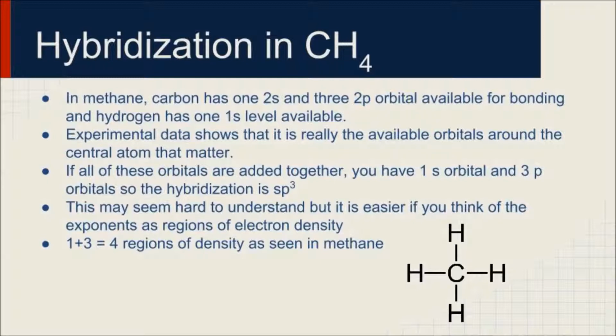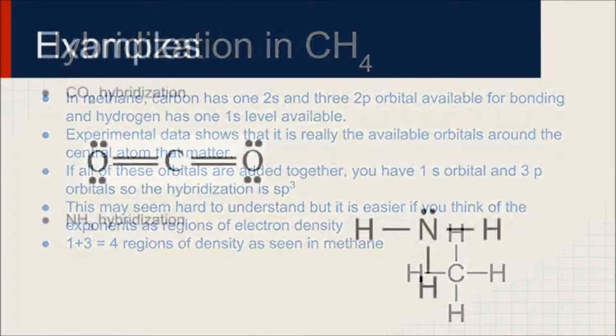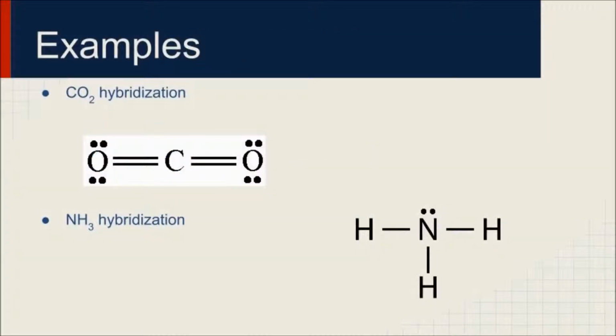If all of these orbitals are added together, you have one s orbital and three p orbitals, so hybridization is sp3. This may seem hard to understand, but it's easier if you think of the exponents as regions of electron density. 1 plus 3 equals 4 regions of electron density as seen in methane. Now let's look at some examples to make sure that you understand it.